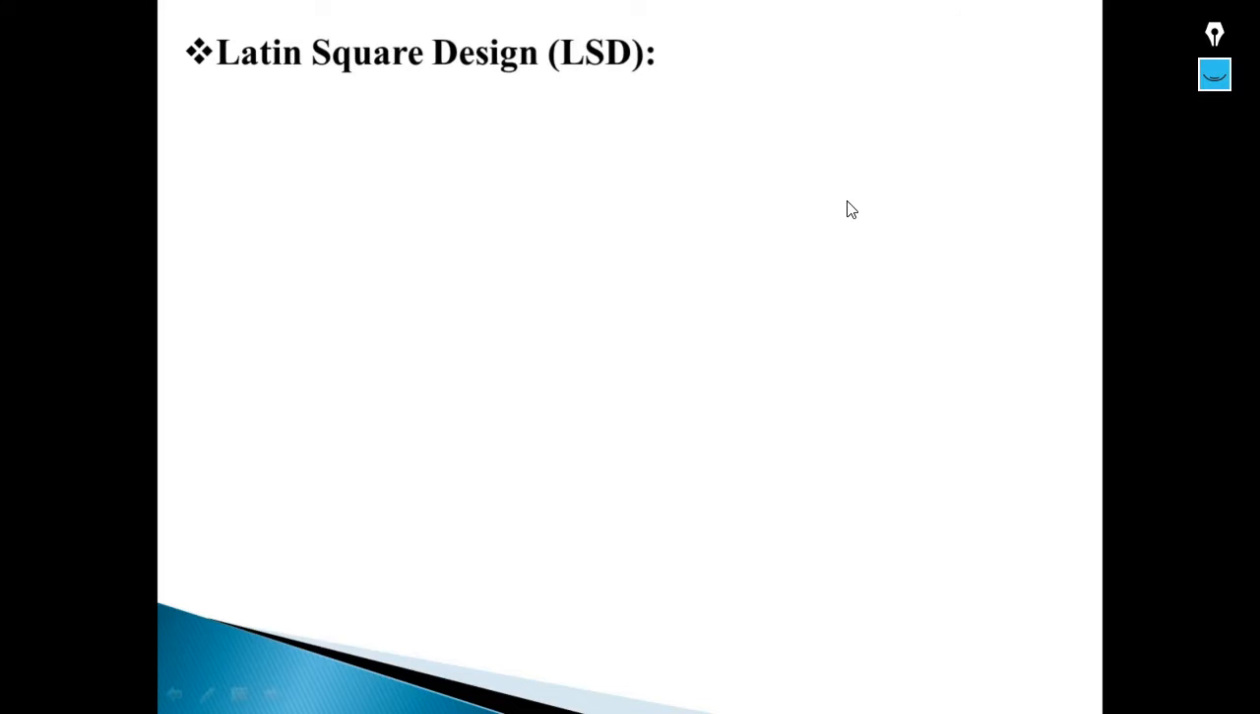We know that each operator has his own skills and each operator has different experience in that particular field. So when we conduct any experiment, this experience or skill of the operator changes. So here we have two main factors. One is the batches of raw material and the second one is the operator.